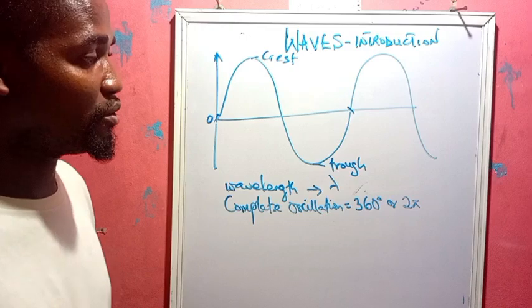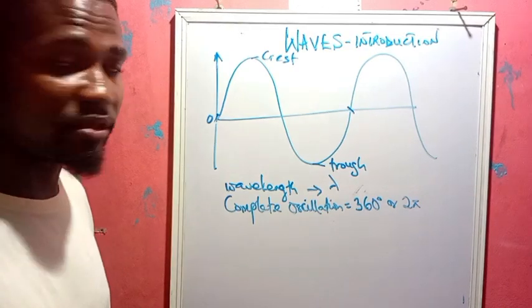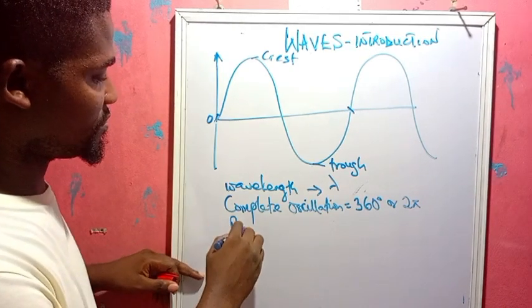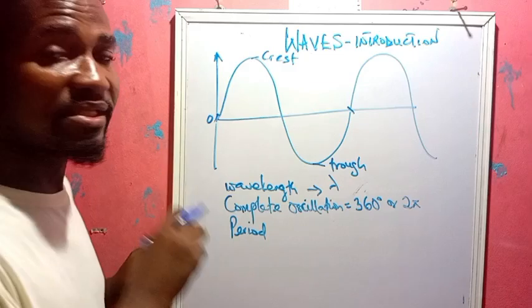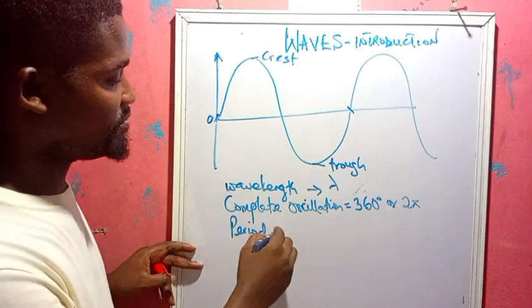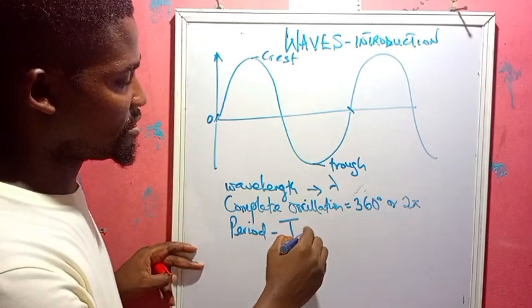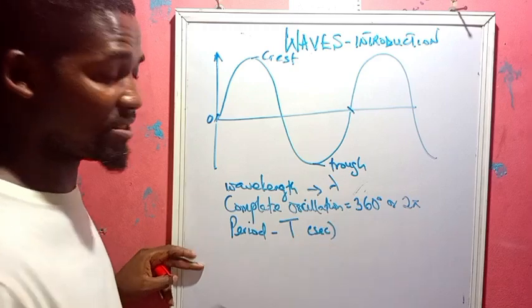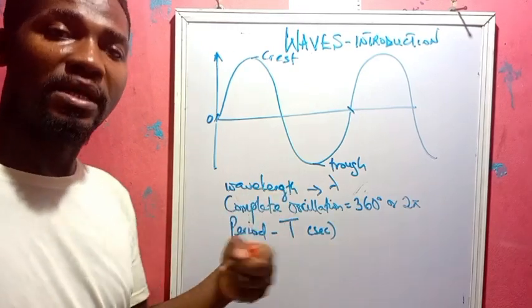Now, in a wave also, we have what we call the period. The period is the time taken to complete one oscillation. Period is expressed as T. You can also say period is in seconds, the time taken for it to complete an oscillation.